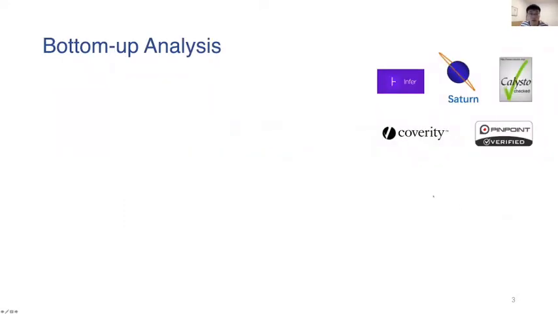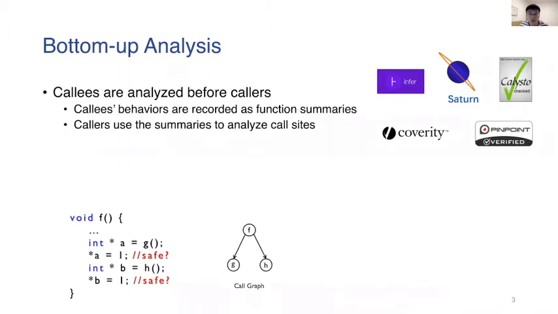In practice, to run in parallel, conventional approaches are often implemented in a bottom-up manner. In a bottom-up analysis, callees are analyzed before callers, and the analysis results of a callee function are recorded as function summaries, which summarize the function behavior.